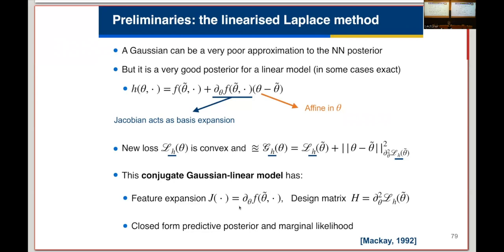And then the log posterior in the linear model, the loss function, is going to be convex. And this is actually good if we want to use a Gaussian to approximate it. And we have seen that there are some closed form formulas for predictions and for marginal likelihood estimation.